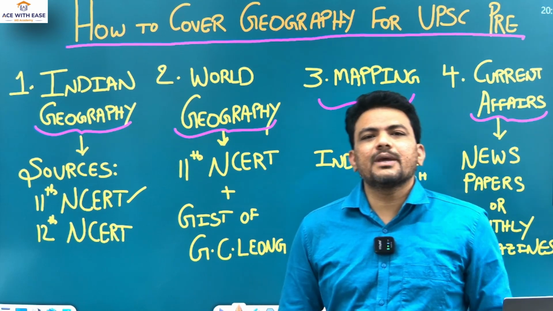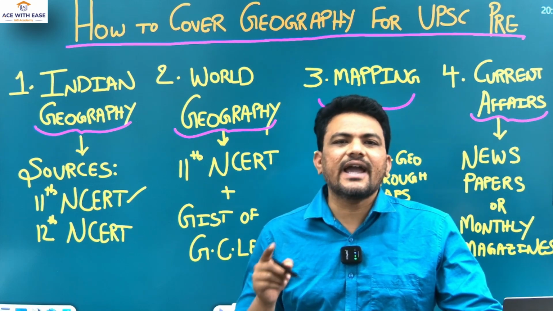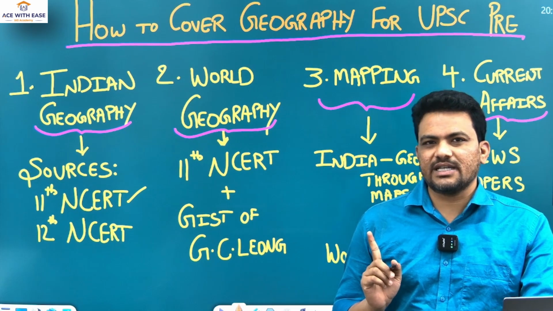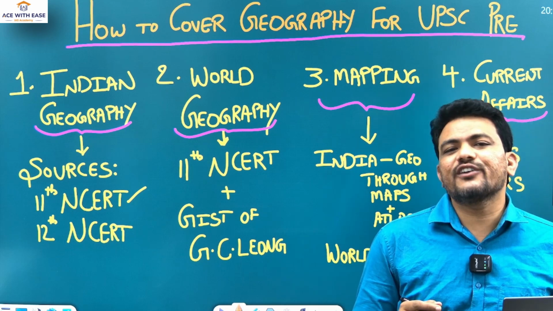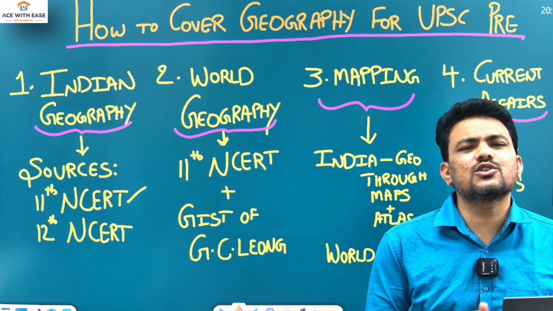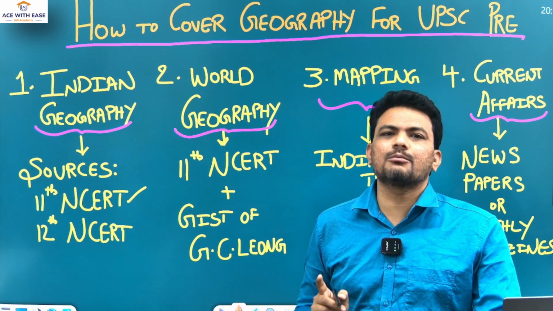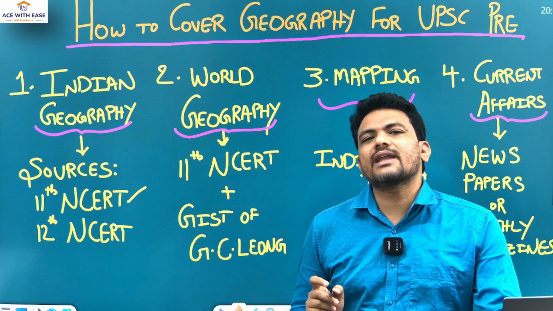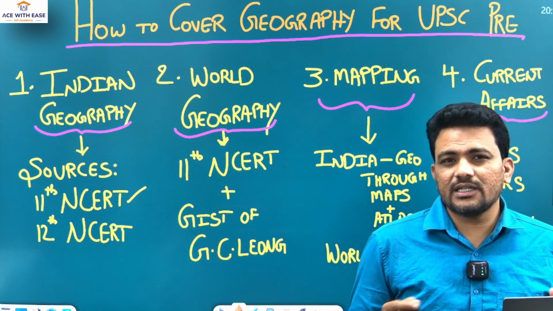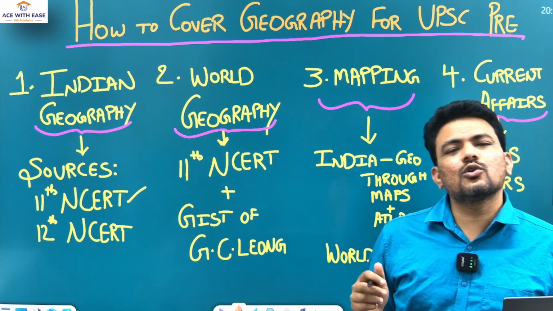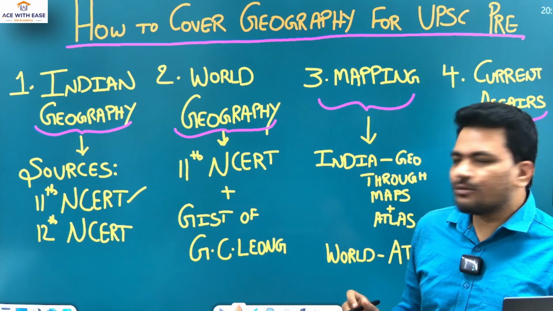Now, a lot of people make the mistake of covering the GC Leong book in its entirety. Please do not make that mistake. These days, a gist of this book is available, and a cost benefit analysis will show that hardly one question would be coming, and this book is very complicated, mostly recommended for the optional student. So we, being general studies students, should not read this book completely. The gist would be sufficient.